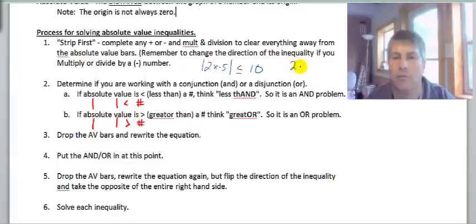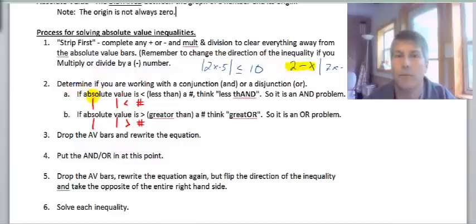So if you have something like 2 minus x times the absolute value of 2x minus 5 is less than or equal to 10, then you need to do some algebraic manipulation to get rid of this 2 minus x. That's what I mean when I talk about stripping first. Clear everything away from the absolute value bars. We'll do some sample problems like that, so hang on tight.